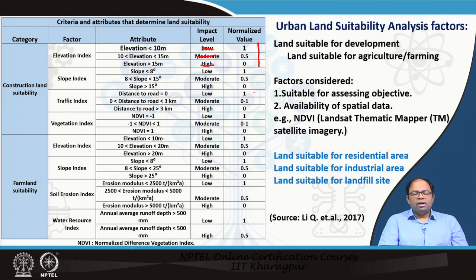And then if I don't have an NDVI map or Landsat thematic mapper data, we have already discussed that in one lecture, I guess. So this is the Landsat thematic mapper satellite imagery data, which actually talks about the amount of vegetation in an area. If those maps are not available, then we cannot create a vegetation index. So this availability of data is very important when we create the list of factors that we will use to evaluate. And then using this, we can develop land suitable for residential areas, industrial areas and landfill sites. So these are the other kinds of analysis that could be done, but probably we will need other factors.